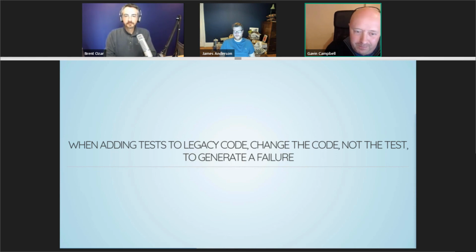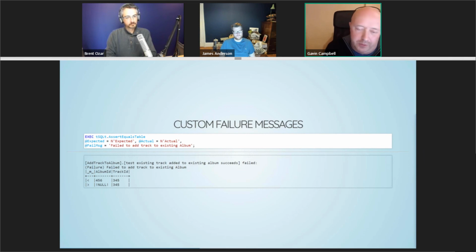Now, there's another feature here in tSQLt, and this is a feature that loads of test frameworks have: custom assertion methods. So we can say exec assert equals table between the expected and the actual, and if it fails, give me this message, failed to add track to existing album. So when we run that, we get a failure message, and it says add track to album, test existing track added to existing album succeeds, failed, because failed to add track to existing album.